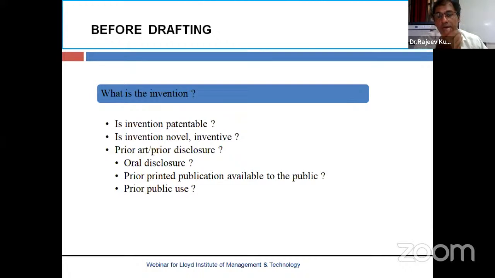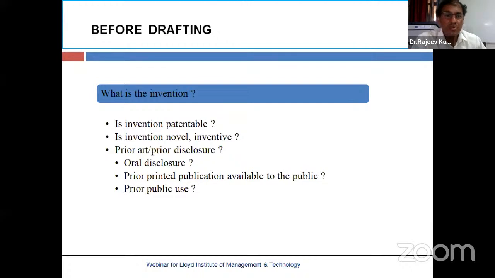So a prior art search is something which helps us to find out whether your invention or your claimed invention is novel or it is already a pre-existing art. So before drafting any patent document or before going for filing any patent, we generally do a prior art search.